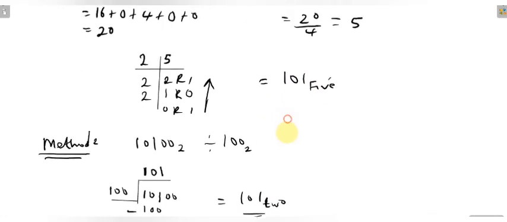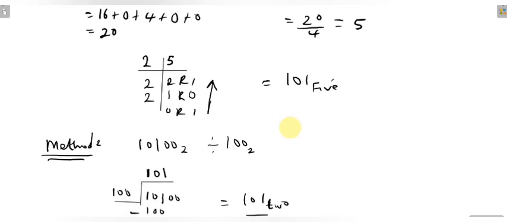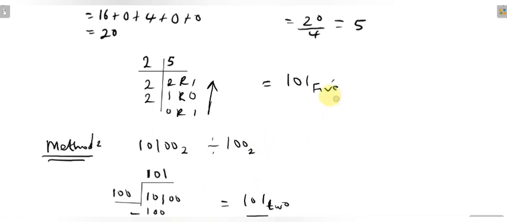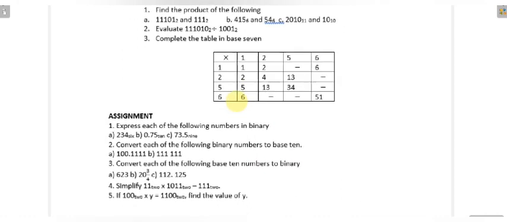Sorry, this was supposed to be in base 2, because we're working in base 2. So we converted 5 to base 2, which is the same result.